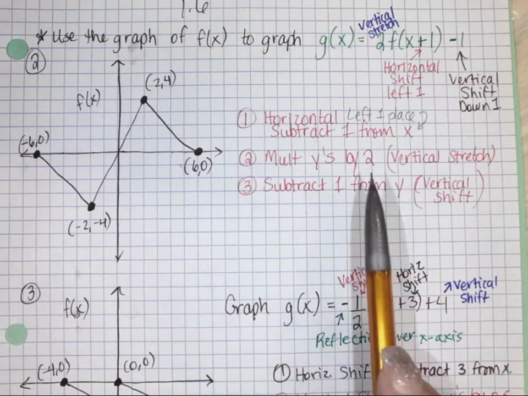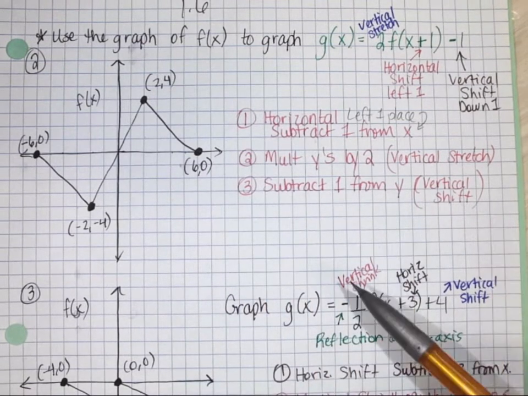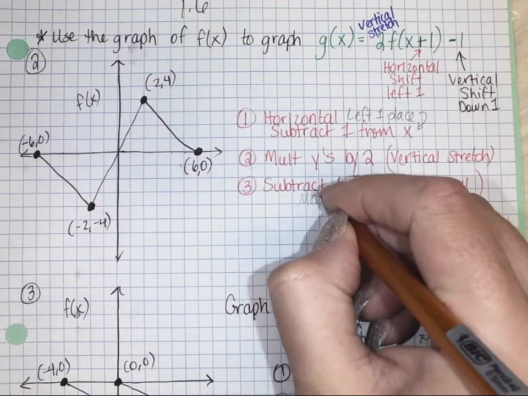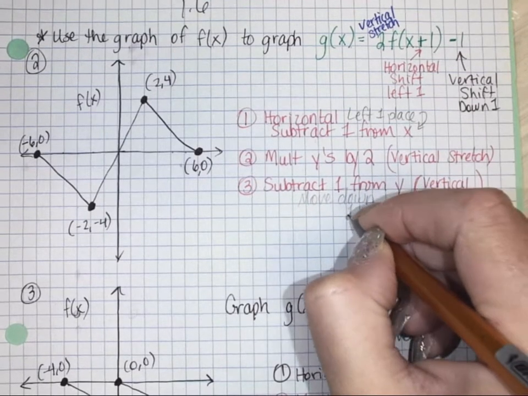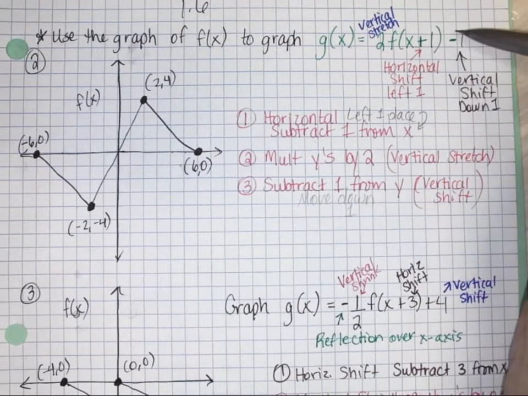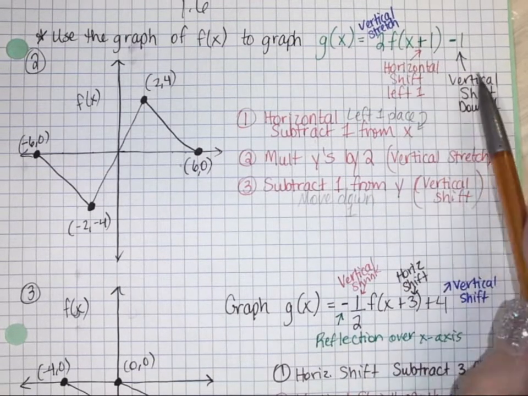And then third, I'm going to subtract 1 from every y, or move my point down. So move down 1 to take into account the vertical shift. And those are the only 3 things I had happening.